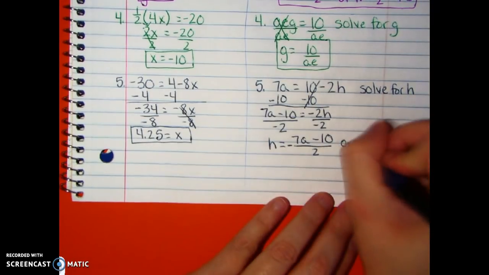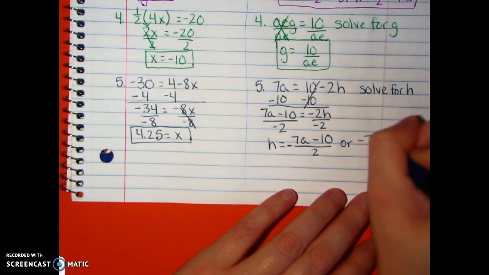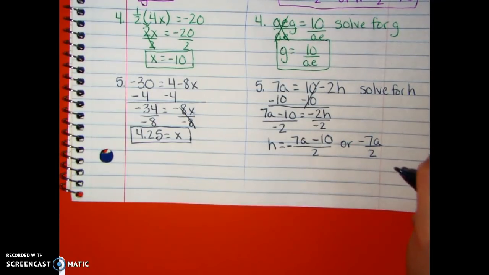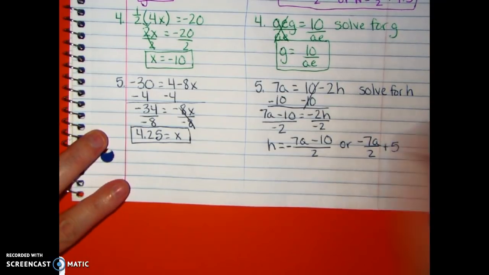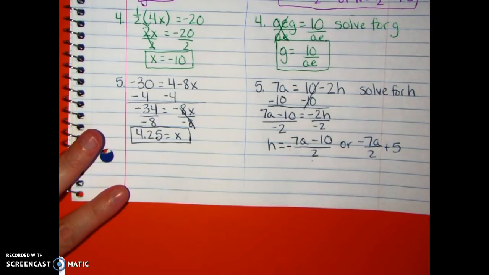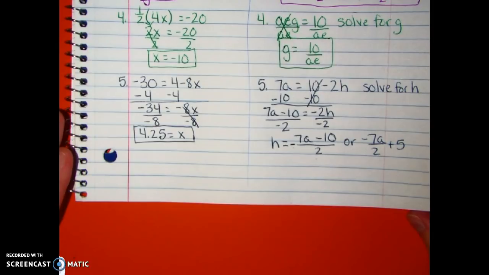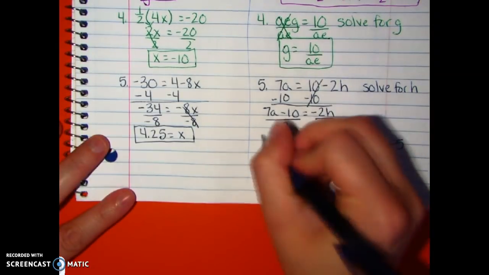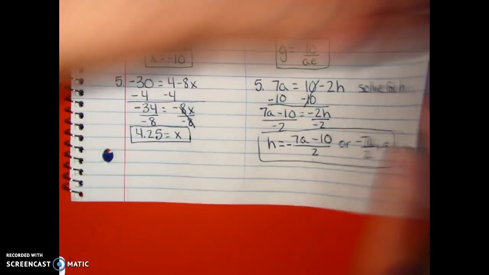Another way you could also write the answer is -7a over 2 plus 5. That would be if you divided -10 divided by that -2. So either one is fine with that one. Okay, one more to do. I'm going to flip this over.